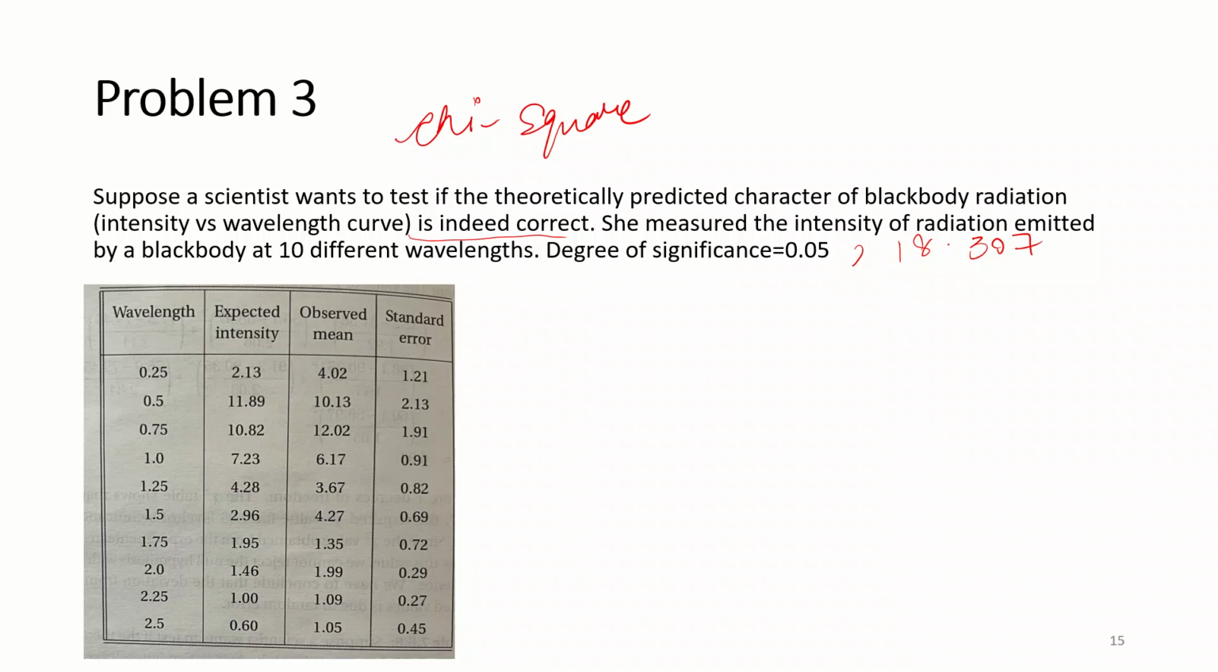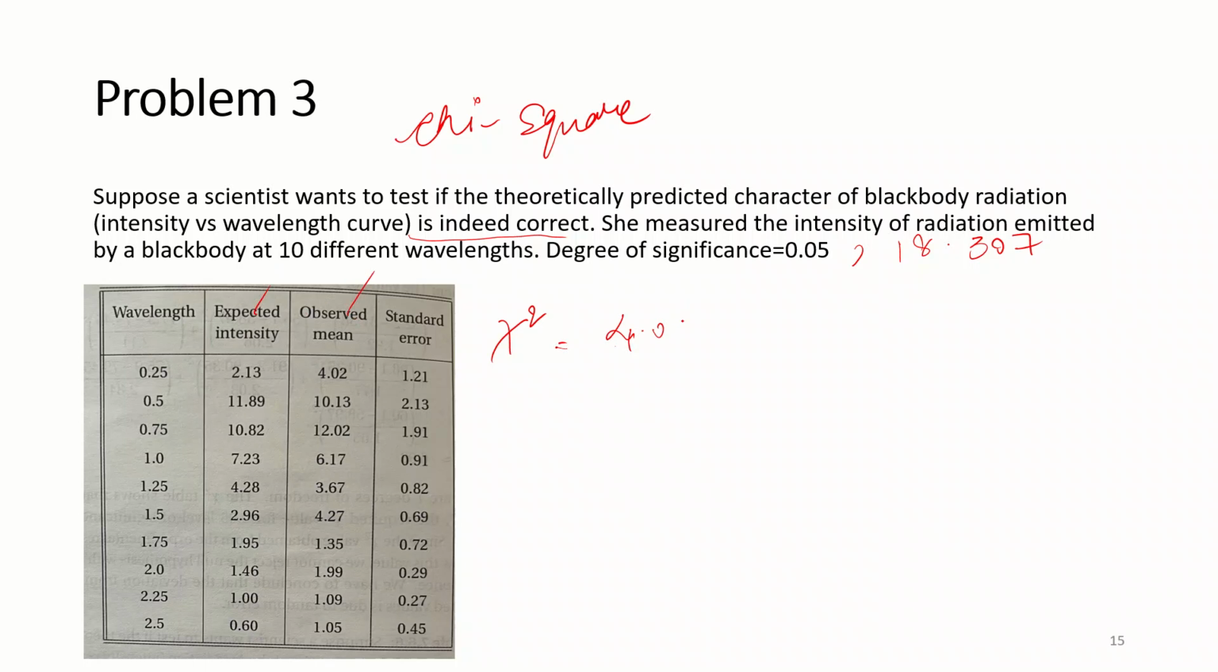So here you have to have two hypotheses. Okay, the null hypothesis is that the theoretical prediction is correct, and the alternative hypothesis is that it is wrong. Okay, so now depending on that, you have to put this test. So you calculate the chi-square. Chi-square formula I have given here. So it will be like chi-square equal to. So here you have observed mean and expected mean.